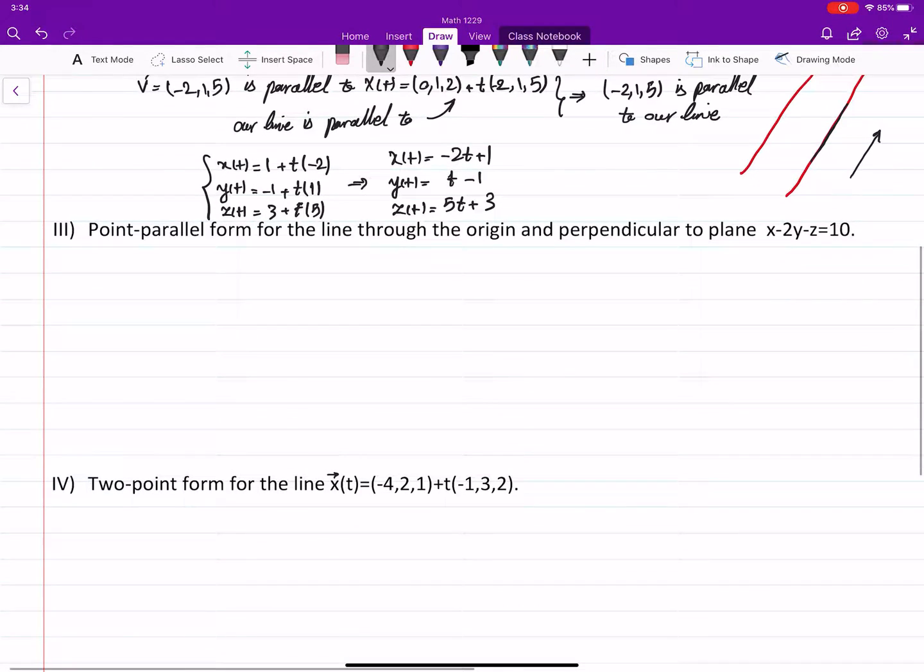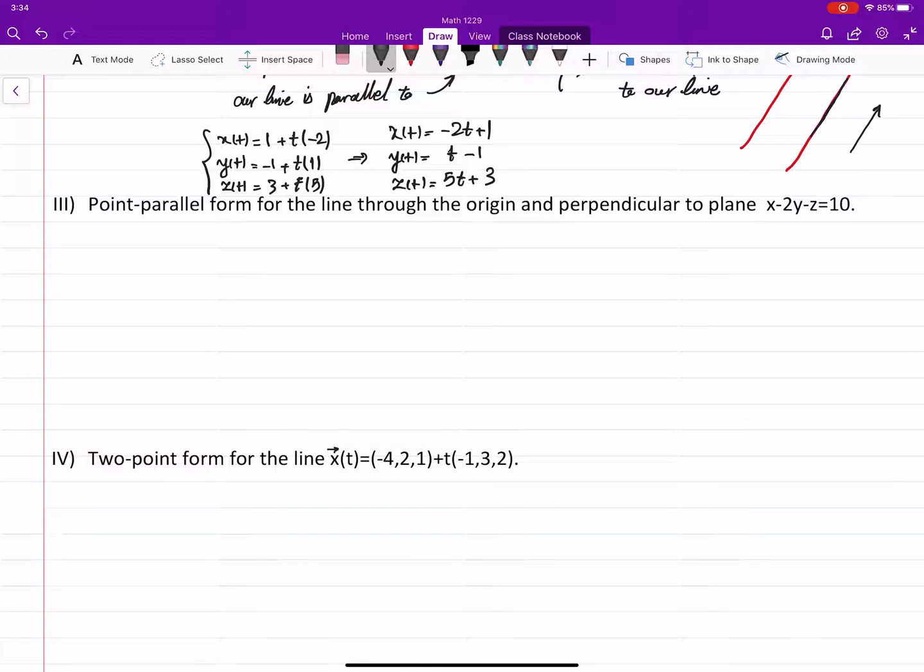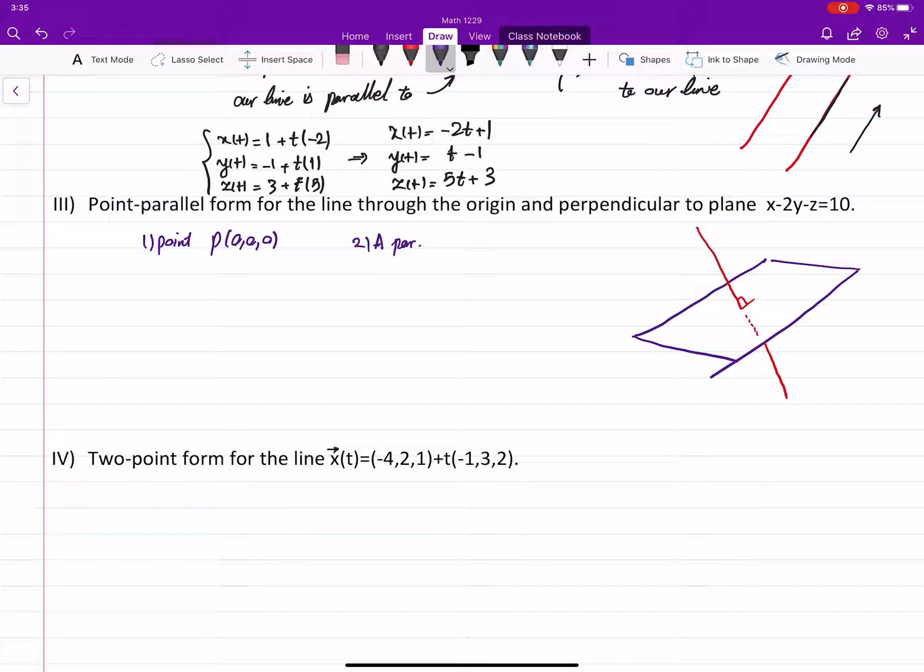Okay, let's go to the third example. Parallel point form for the line through the origin. So the origin means that the point P is (0, 0, 0). And we know that our line is perpendicular to this plane. So if this is our line, it is perpendicular to this plane. We have to use that information to find a parallel vector v for the line.